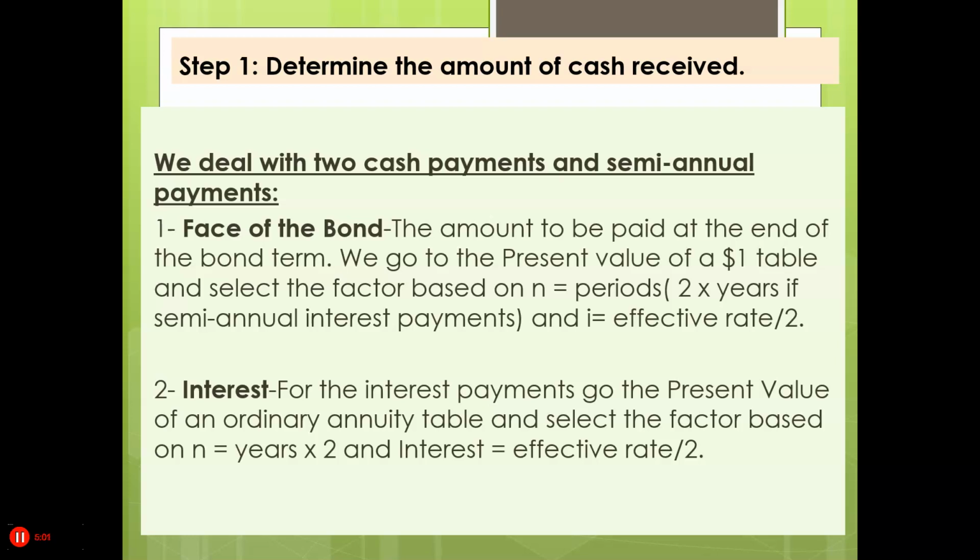If we were having the payment at the beginning of the period, we'd use the annuity table for an annuity due. But whenever you're talking about bonds, it's just your ordinary annuity table, and we select the factor based on n equals the number of years times 2, and interest is the effective rate divided by 2. So remember, whenever you go to the tables, you're always using the effective rate.